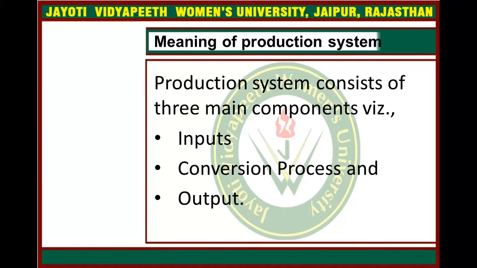So what is the meaning of production system basically? Production system consists of three main components: inputs, conversion process and output. Input means the raw material through which we can get the output, and in between the input and the output, or you can say in between the raw material and the final product, there is a process which is going on, and we call this process the conversion process.